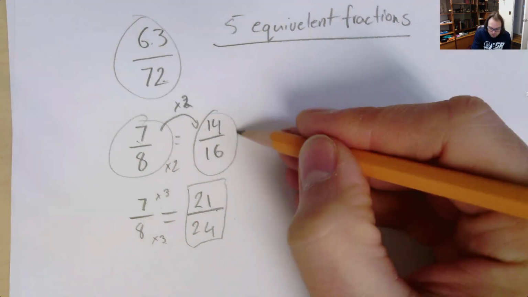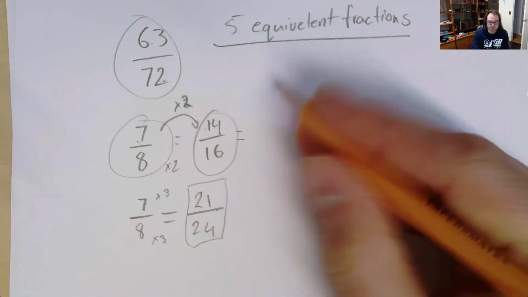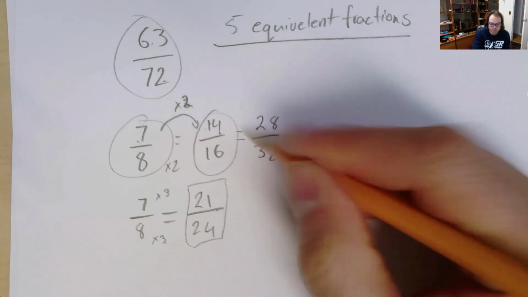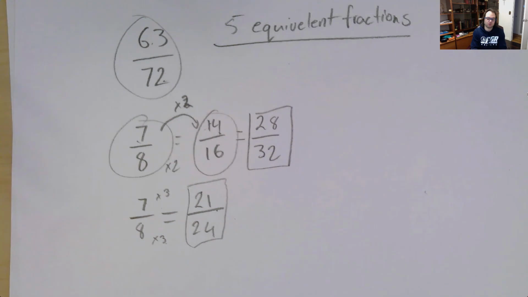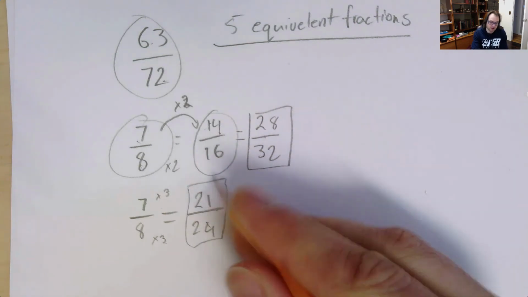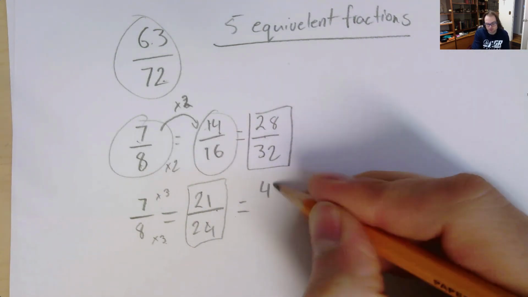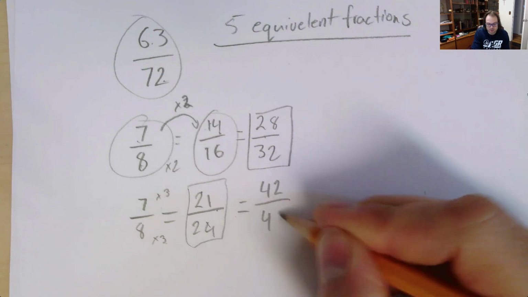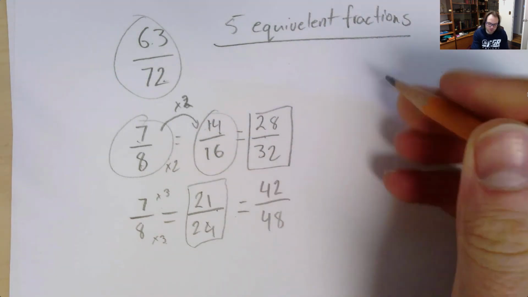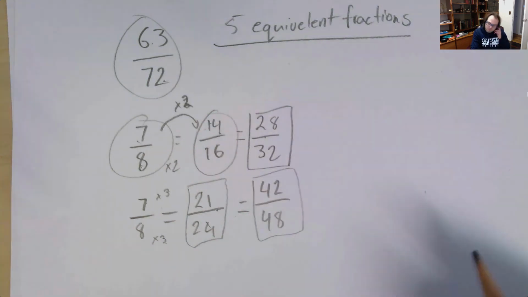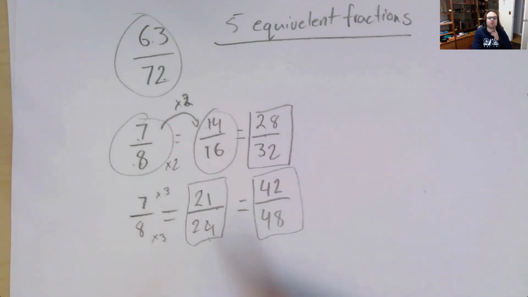Now I could also just double this here. If I double this, this is going to give me 28 over 32. Now I have a total of 1, 2, 3, 4 equivalent fractions. And I could double this one here again, and that's going to give me, let's say, 42 over 48. Now I have a total of 5 equivalent fractions.